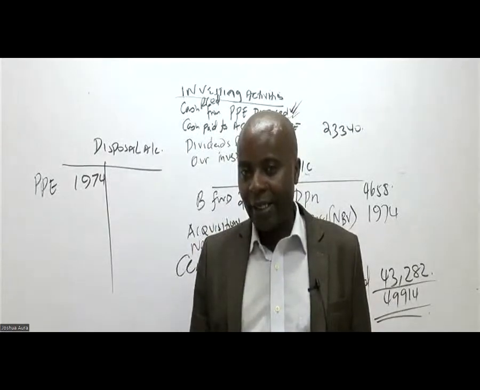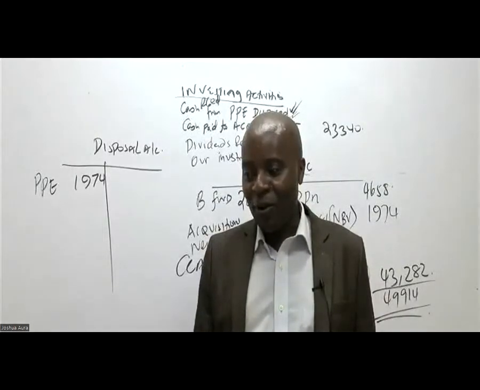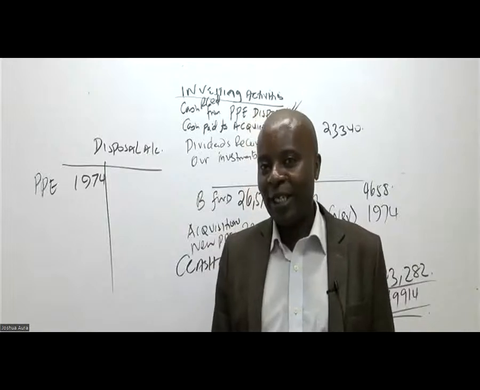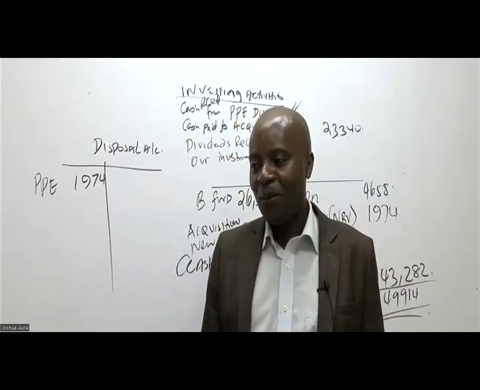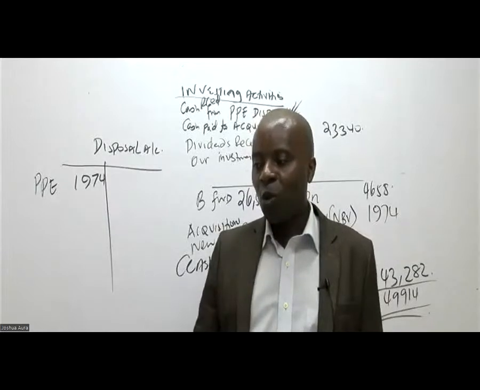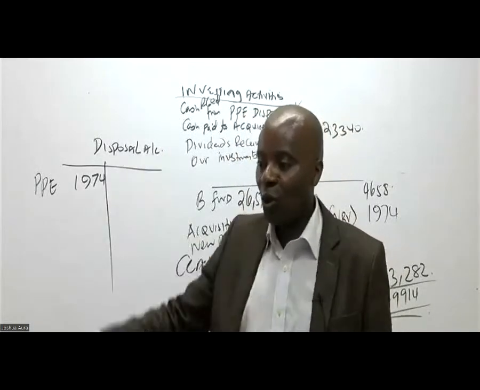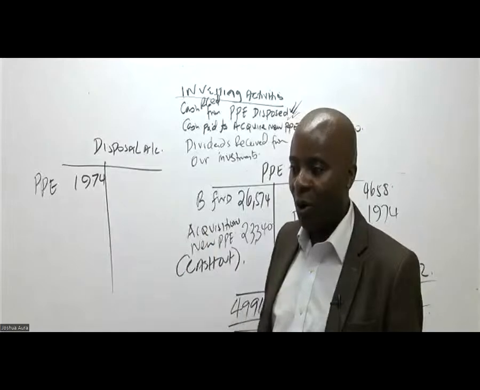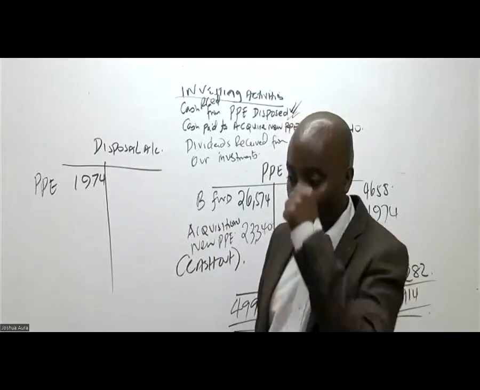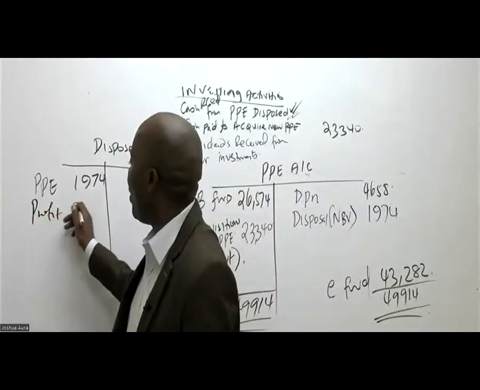Debit, P and L? No. With the profit, you can't debit P and L. We are supposed to credit the P and L, and then we debit this account. We debit disposal with the profit. So in this case here, debit disposal. So we have here profit of 720, and that is it.